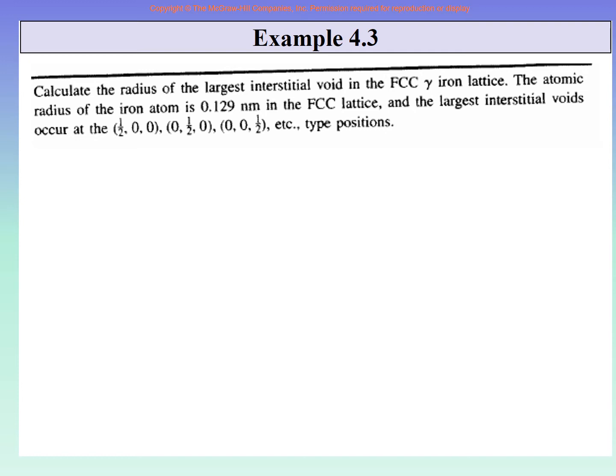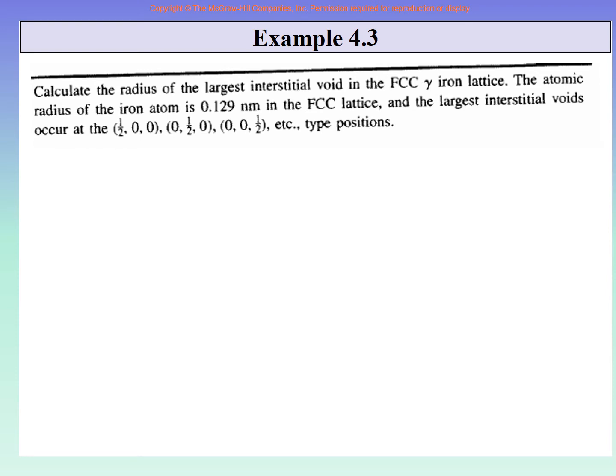You draw a cube and draw an FCC cube. So it is an FCC iron. So on every face there is a central face atom, right? And each iron atom is 0.129 nanometer, and you can find. Now draw the point half 0, 0, or the point 0, half 0. You will see that these points are special points. So on the cube, draw these points, okay?